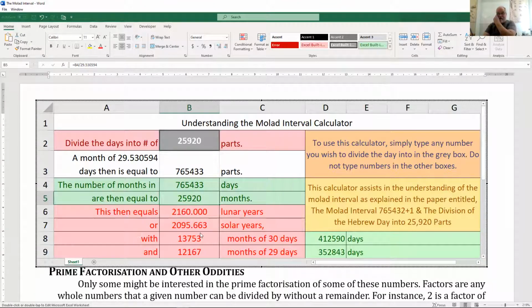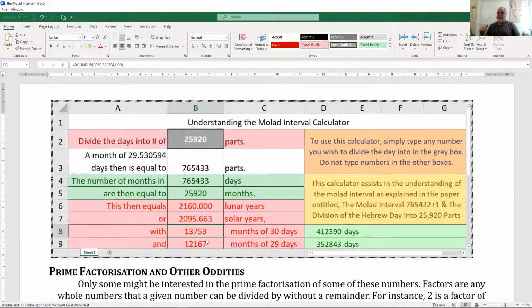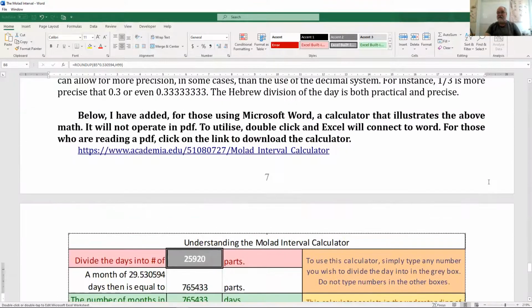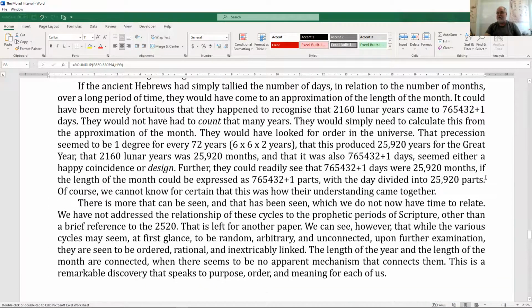2,095 years, you're going to have 13,753 months of 30 days and 12,167 months of 29 days. So this was really useful. They could see the ratio of 30-day months to 29-day months. This also helped them decide how often you're going to have months of 30 and 29 days and where you would place those months. So this is part of their calculation of their calendar. It also helped them to calculate the leap year as well.